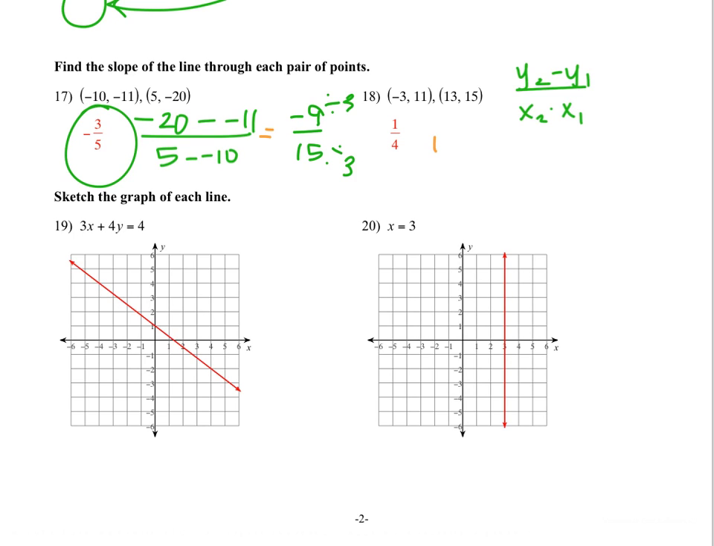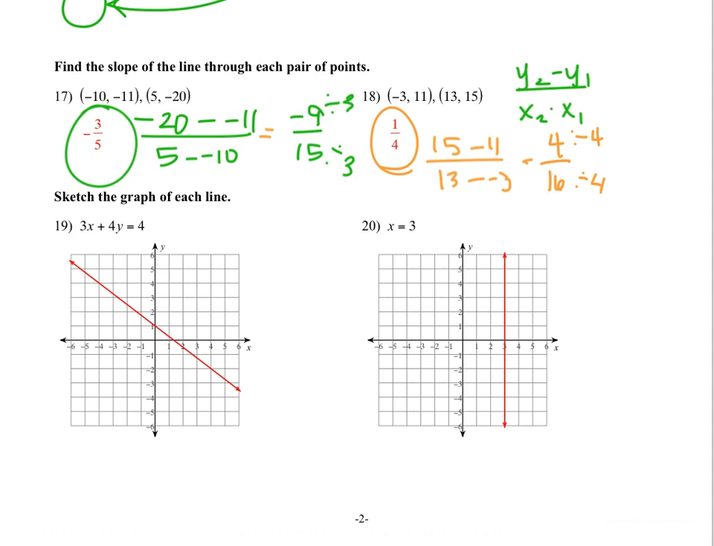On this other one, 15 minus 11 over 13 minus negative 3. And that's going to give me 4 over 16, which when you divide both of those by 4, you're going to get 1/4, which is what they got.